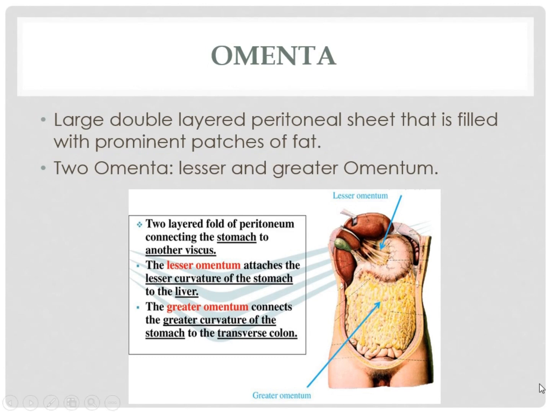Okay, first, what's omenta? It's a large double-layered peritoneal sheet that is filled with prominent patches of fat. We have two omentum, lesser and greater. The lesser omentum is attached to the lesser curvature of the stomach here to the liver, and the large omentum attaches the greater curvature of the stomach to the transverse colon.